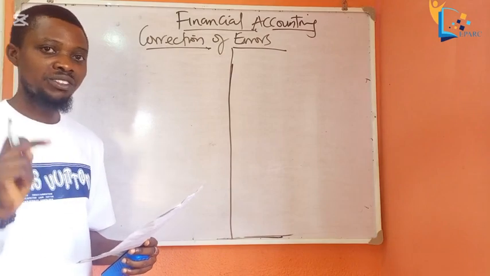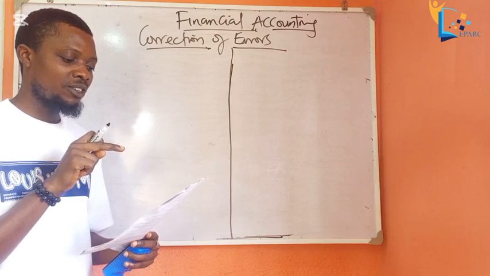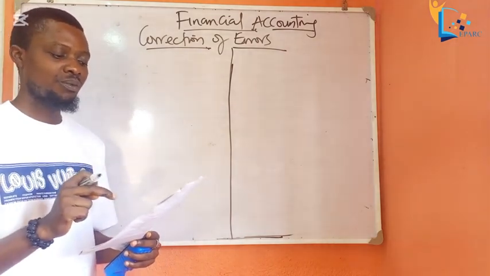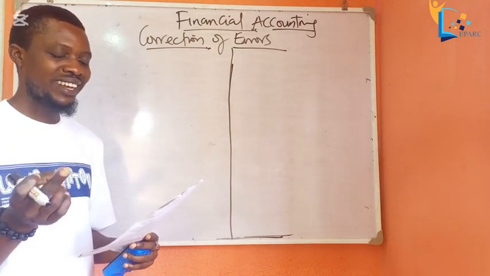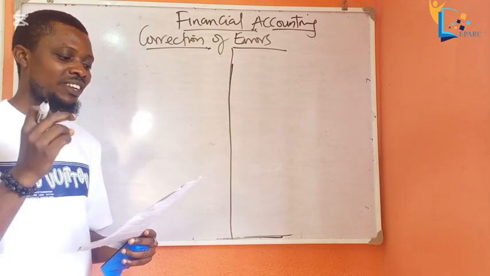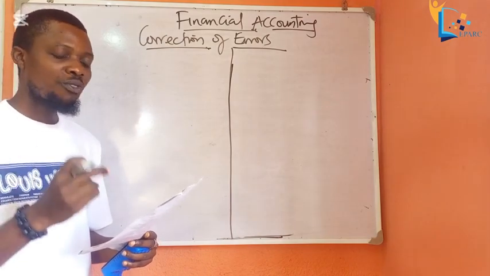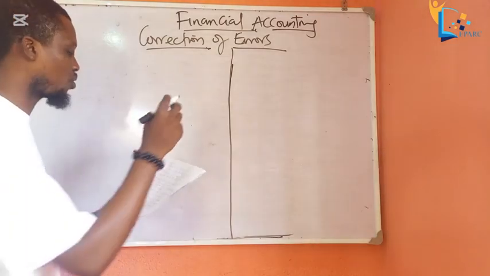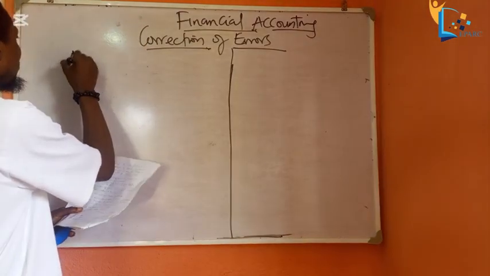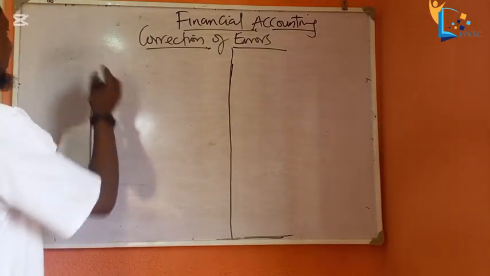This is an error of principle because the wrong class of account was debited. Purchase of an adding machine is an asset account. Adding machine is an asset account. Then office expense account is a nominal account. So the two accounts involved here are the asset account, or let the name of the asset be adding machine.